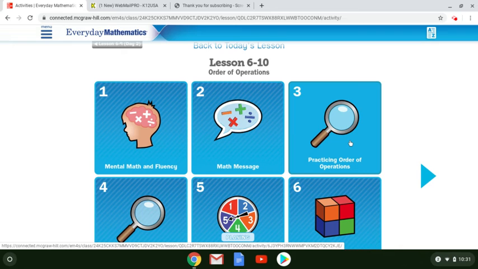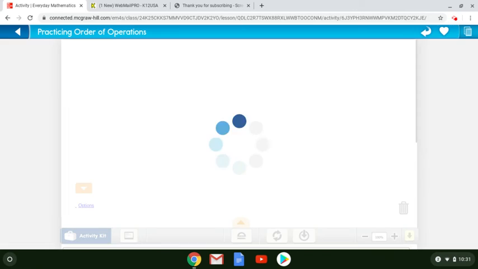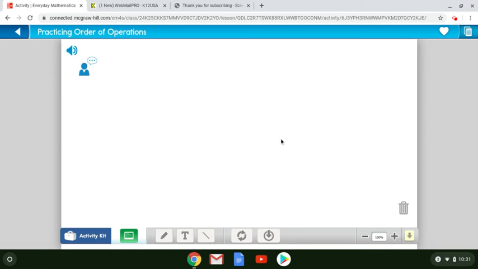So today we're going to be working on the order of operations. So we're going to click in number 3. And we've already learned the first rule in order of operations. In mathematics, there's certain rules that you must follow when you're solving problems. And the first rule when you're solving equations is to always look for those parentheses. And when you see parentheses in an equation, you must always solve inside there first.